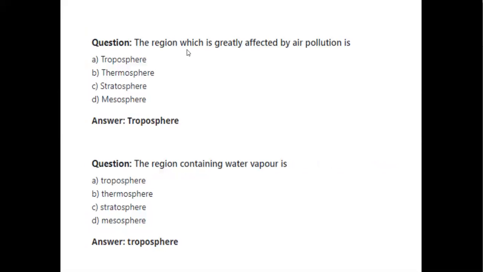And the next question: the region which is greatly affected by air pollution. It is of course your troposphere, because the troposphere has a large number of gases and also a large number of activities going on in the tropospheric layer. So the troposphere is greatly affected by air pollution. It is just above the earth's surface, so the activity going on at the earth's surface ultimately affects the troposphere first.